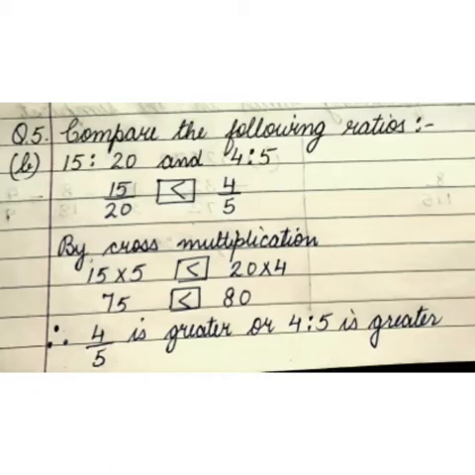Question 5. Compare the following ratios. B part, 15 is to 20 and 4 is to 5. For comparison, we will first convert the ratios into the fraction form, 15 upon 20 and 4 upon 5. Now by cross multiplication, 15 into 5, and on the other side we have 20 into 4. Now 15 5s is 75 and 20 4s is 80. So we easily know that 80 is greater than 75. So 4 upon 5 is going to be greater, or we can say that 4 is to 5 is greater.